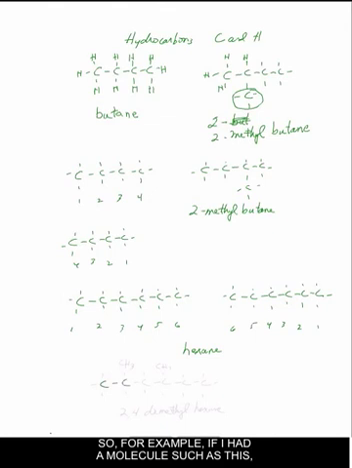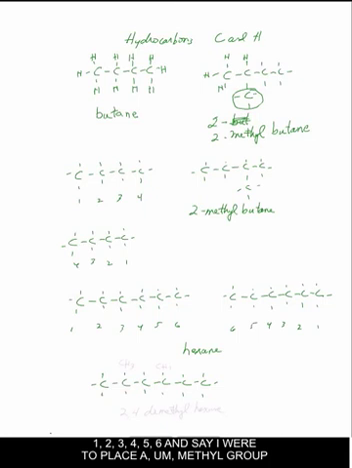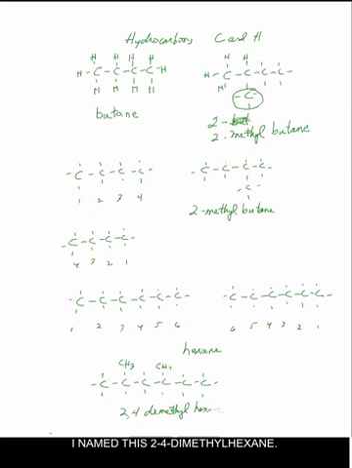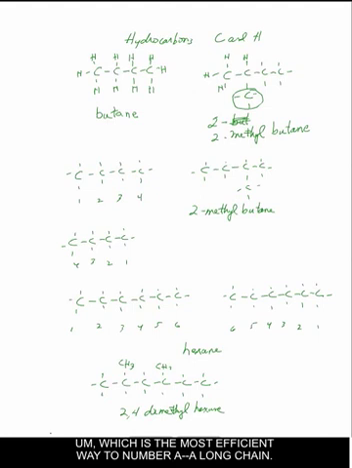So for example, if I had a molecule such as this, 1, 2, 3, 4, 5, 6, and say I were to place a methyl group in this position up here, and then let's just say for the sake of argument a methyl group in this position here, and ask how to number that, using the left to right numbering system I would call this 2,4-dimethylhexane. On the other hand, if I were going to go right to left, I would call it 3,5. And since 2 and 4 are smaller numbers than 3 and 5, I name this 2,4-dimethylhexane. So the big rule here is you have to look in both directions when you're asking which is the most efficient way to number a long chain. And of course, again, you always pick the longest chain in the molecule to determine the numbering.